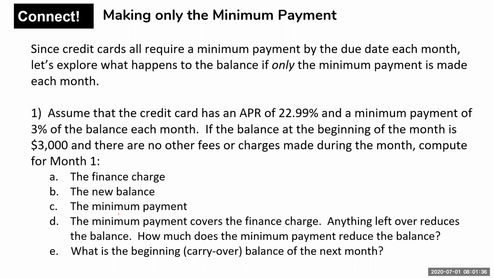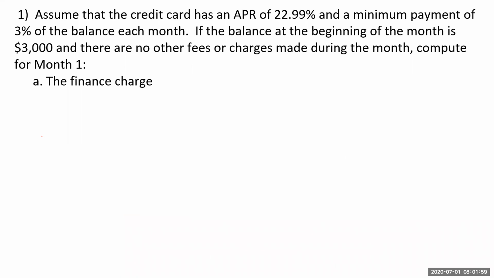All right, now assume that the credit card has an APR of 22.99 and a minimum payment of 3% of the balance each month. Now, if the balance at the beginning of the month is 3,000, and there are no other fees or charges made during the month, we want to compute for month one, okay? So let's look at how we can do that. For the finance charge, you have to use this APR, right? You change that to a decimal, divide that by 12, and multiply by the balance. And that gives you the finance charge.